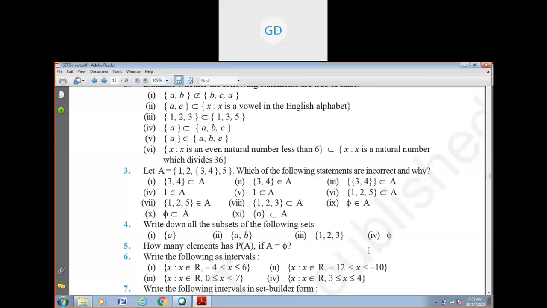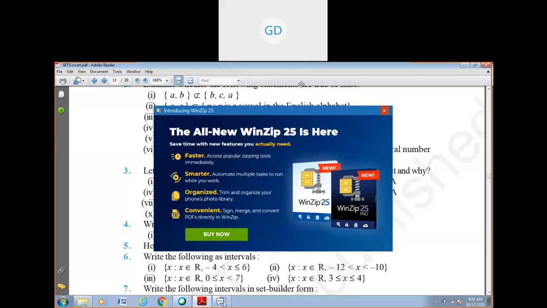I think you have understood whatever we discussed on subsets, power sets, and some intervals. A few questions are there in this exercise, which I'll discuss later in the next class. You can go through this exercise. As I told you earlier, for the fundamental concepts of sets, you can buy this book, go through it, and prepare yourself.